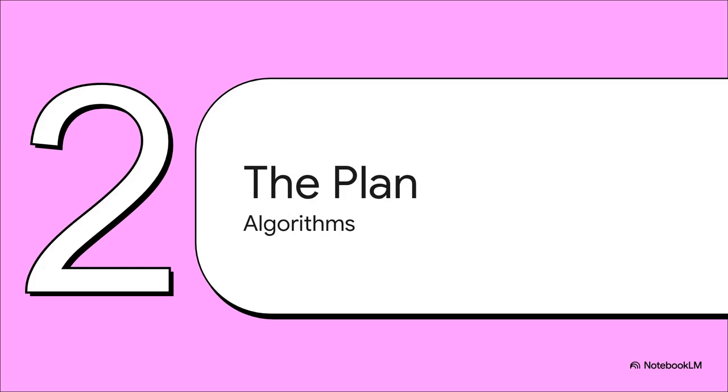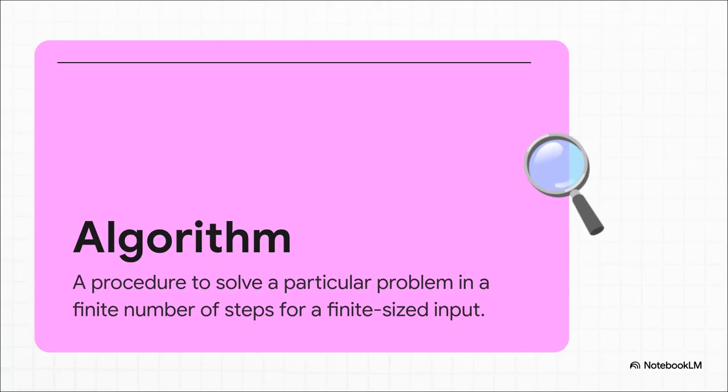Okay, so we've got our containers. We know how to store our data. But what do we actually do with it? That brings us to the second part of our toolkit, the plan, also known as algorithms. An algorithm is really just a step-by-step recipe. That's it. Your data structures are the ingredients, all neatly organized. The algorithm is the set of instructions that turns those ingredients into a finished dish, whether that's sorting a playlist or finding the fastest route on a map.